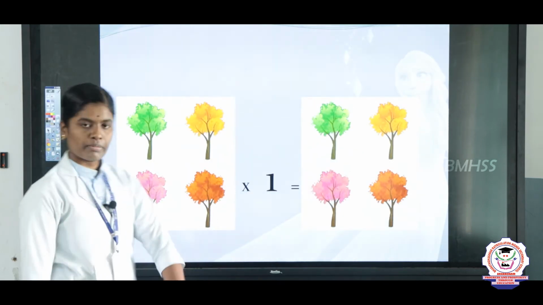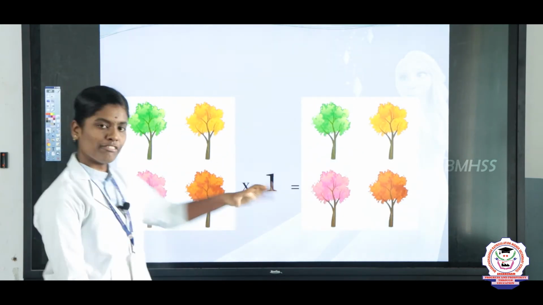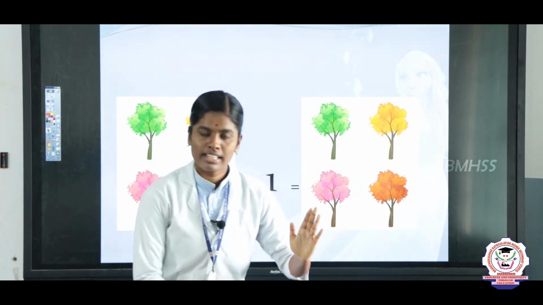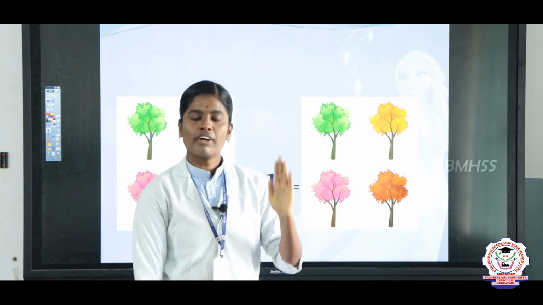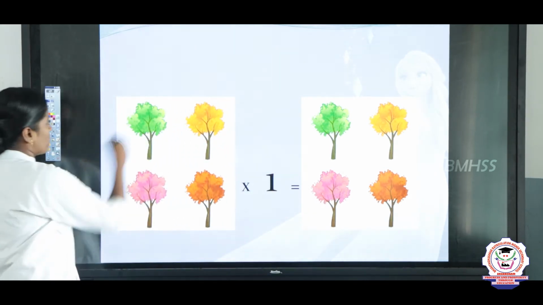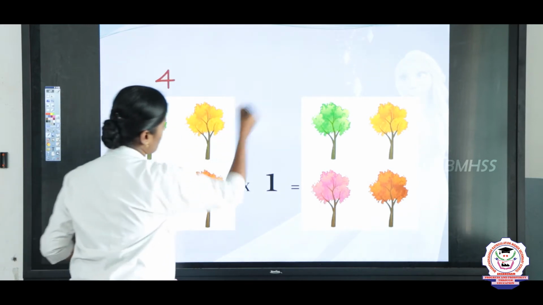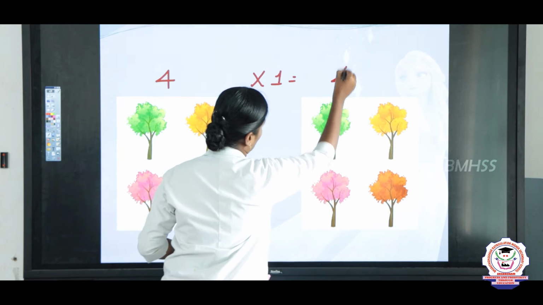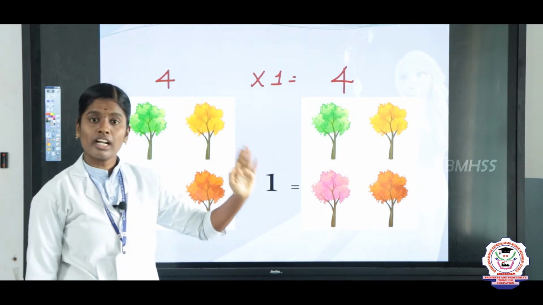So for example, listen here. In the first group we have 4 trees, and 4 multiplied by 1. 4 ones are 4. That is, 4 times 1 is the same as 1 times 4. 4 multiplied by 1, the answer is 4.